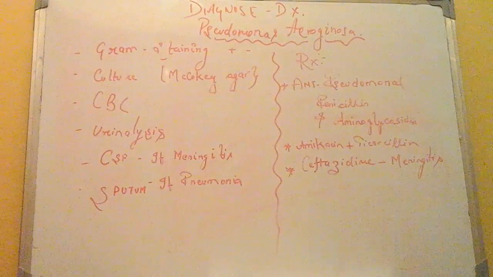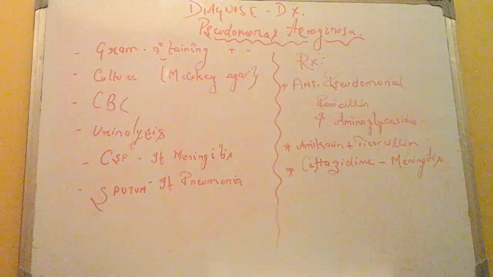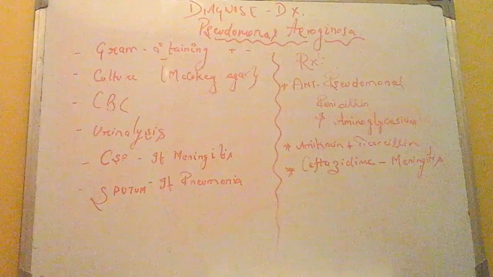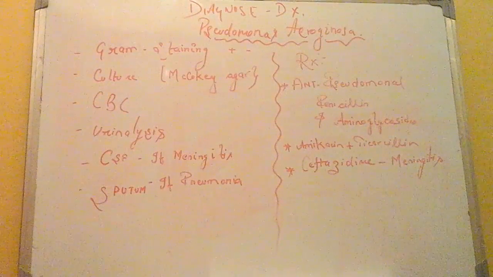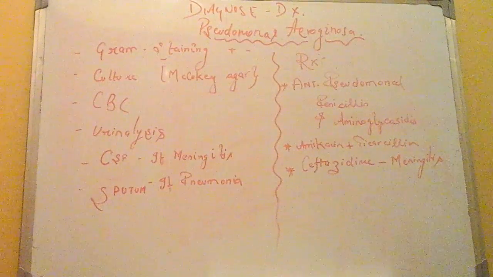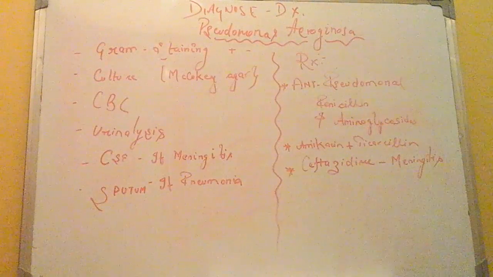It is the most important thing. As we know, a catheterized patient who has a history of catheterization will have urinary tract infection. So we are done with Pseudomonas aeruginosa. Then we'll go to the next part.